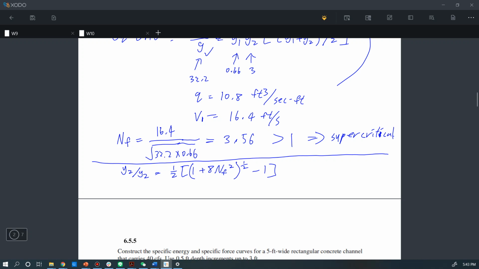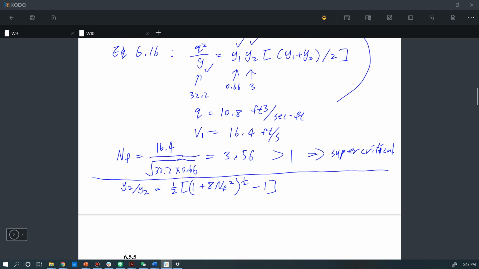Okay, so for this equation, it's fairly simple because you just need to plug in this y1 and y2, then you can calculate the Froude number. And if you do that, you will get the Froude number equal to 3.55. And it's still larger than 1, so you still have the conclusion that this is supercritical.